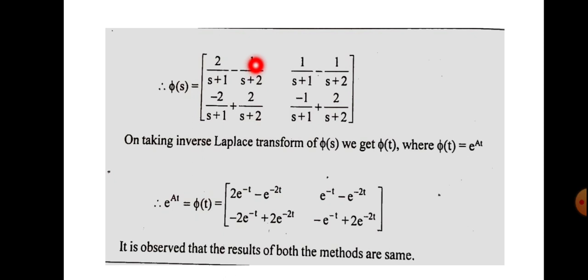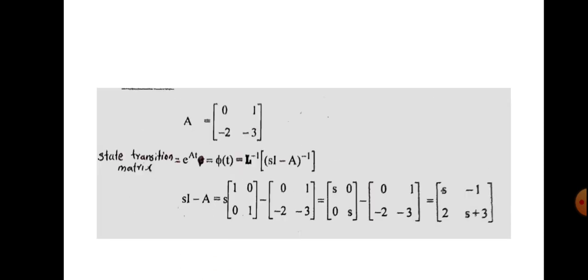What is the inverse Laplace transform of 1 by S plus 2? This is e raised to minus 2t, and here the inverse Laplace transform is e raised to minus t, here e raised to minus 2t, here e raised to minus t, e raised to minus 2t. The constant will be multiplied in every term, so you will get the form like this. So this is the state transition matrix. Here you need to know only one equation, that is phi of t equal to L inverse of SI minus A, all inverse. A will be given in the question, so you can proceed in this manner and get the value of the state transition matrix.